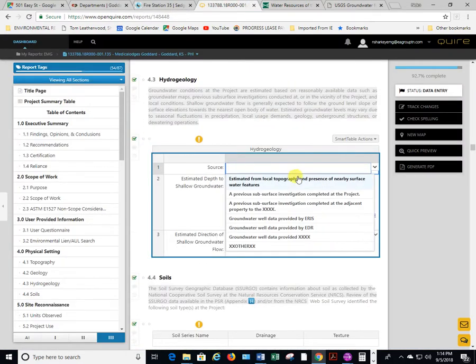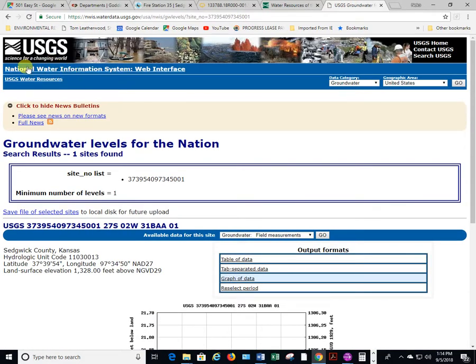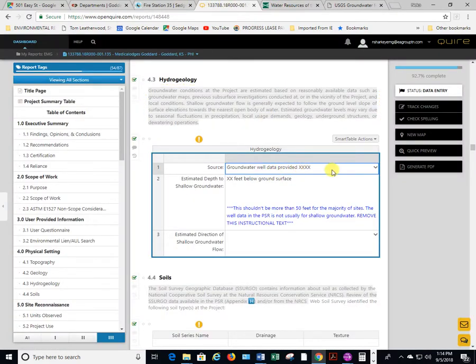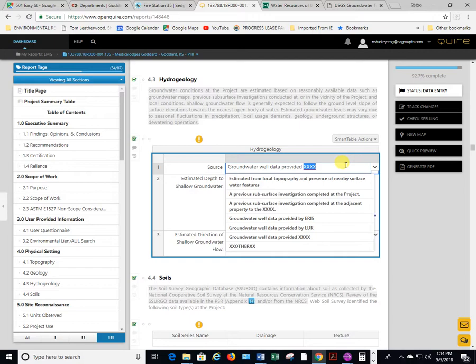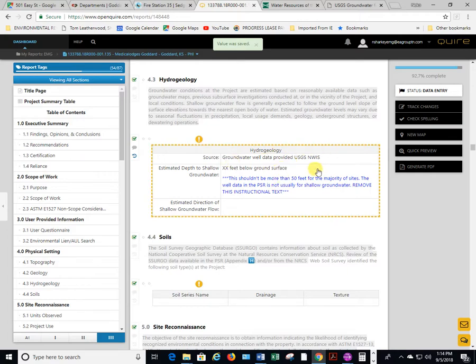So your source: we didn't get it from errors, we didn't get it from EDR, we got it from this site. It's called the USGS NWIS, National Water Information System. That's the source that we use on every report, regardless of client. USGS NWIS. I want you to put that in on every report, whether you did or not.